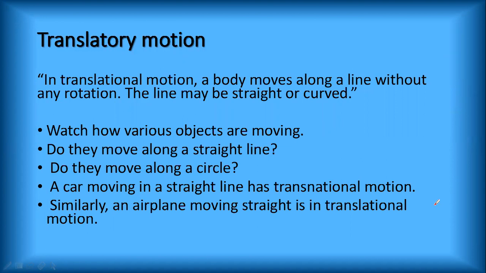I will give you a simple definition of this translatory motion. Simple idea: you have an object. It is composed of different atoms. The motion of this body is straight one. This is the motion of the object.